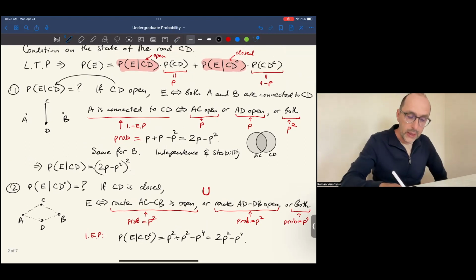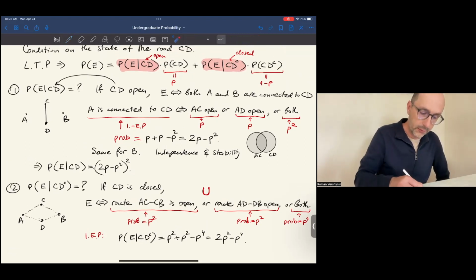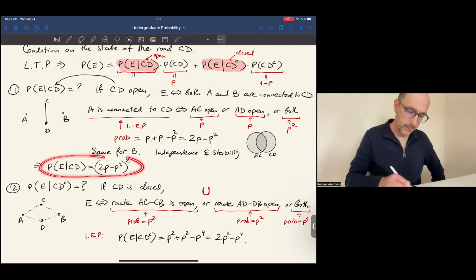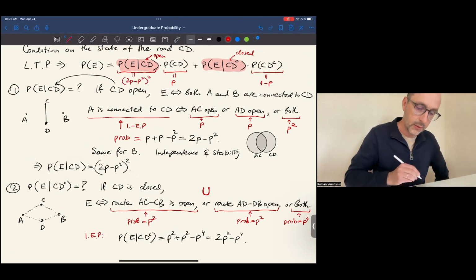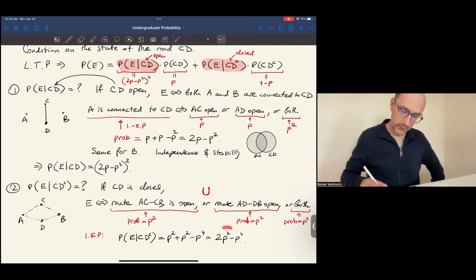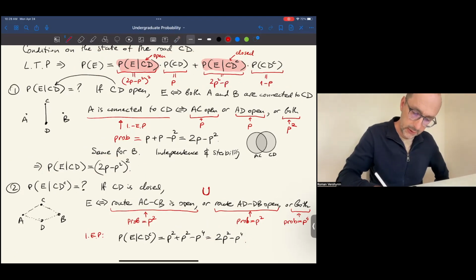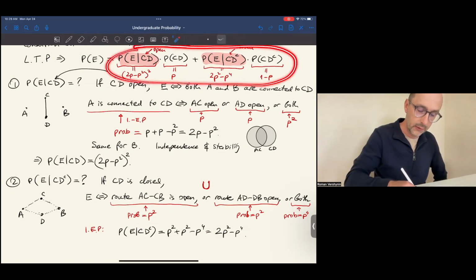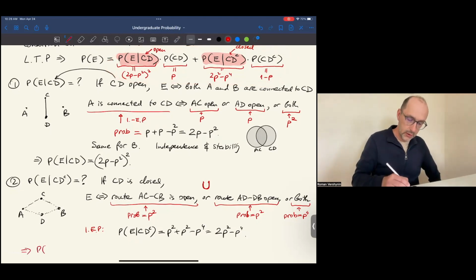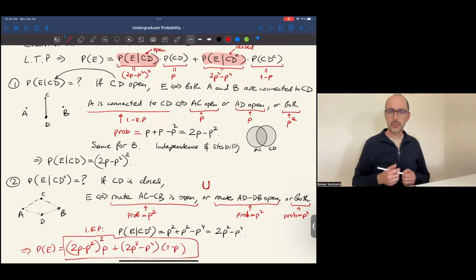At this time, we have computed all the four terms in the law of total probability. The first term is this, 2P minus P squared, squared. The second term is here, 2P squared minus P to the fourth. And this is our answer. The probability of E equals (2P minus P squared) squared times P plus (2P squared minus P to the fourth) times (1 minus P). You can simplify this expression if you like, but that's the answer to our problem.